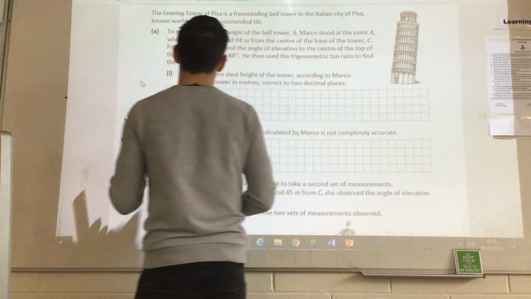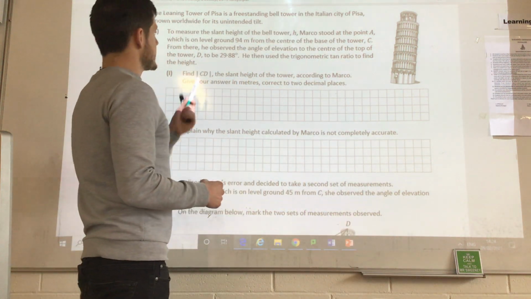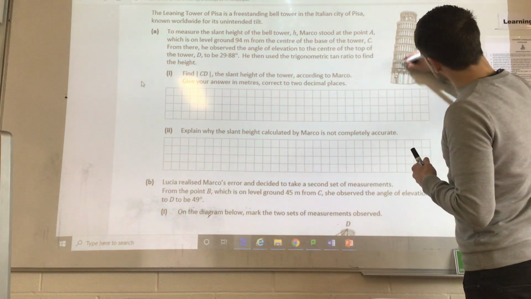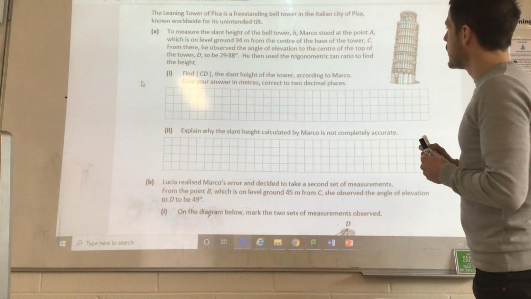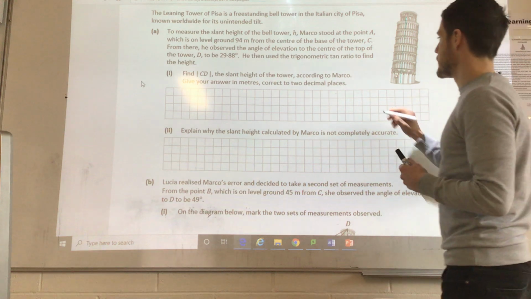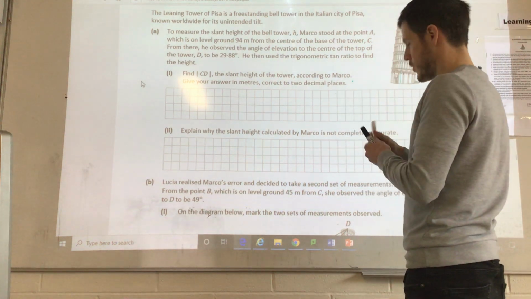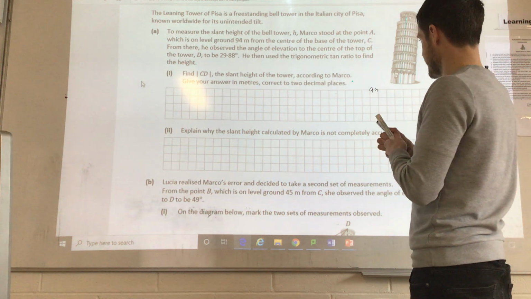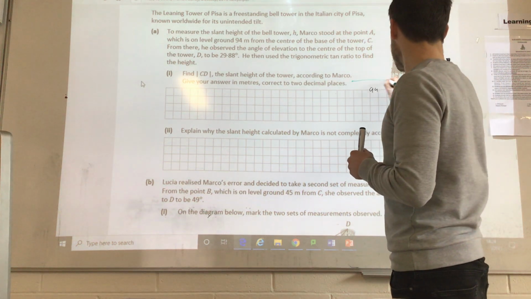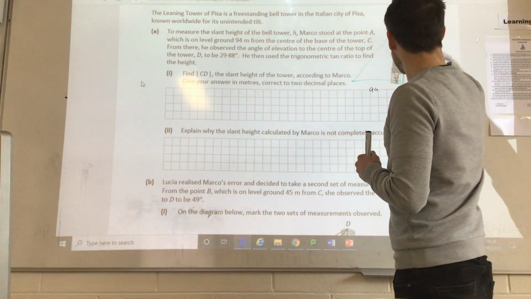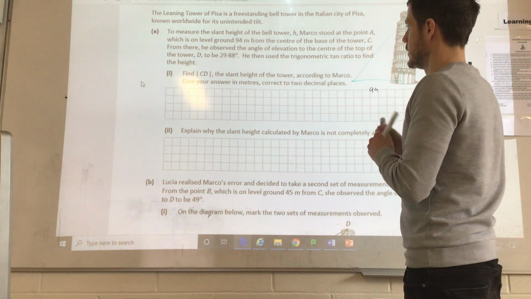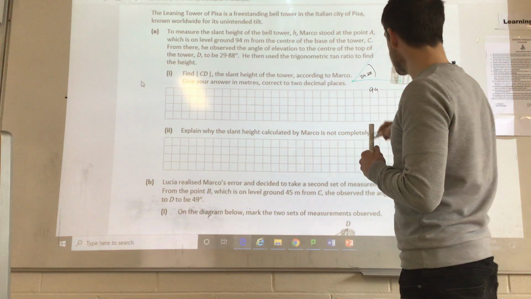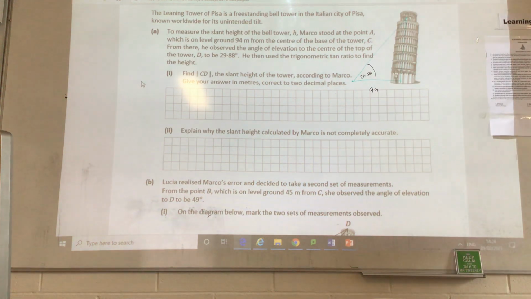So Marco here wants to find out the slant height of the bell tower. So he wants to find out the height here, so that's this here. And what he's going to do, he's going to stand at a point here, which is 94 meters away from the edge. And he's going to look up here, and that has an angle of 29.88. He's going to use this information to figure out the slant height here.